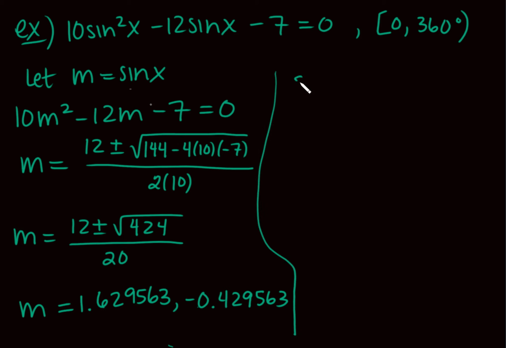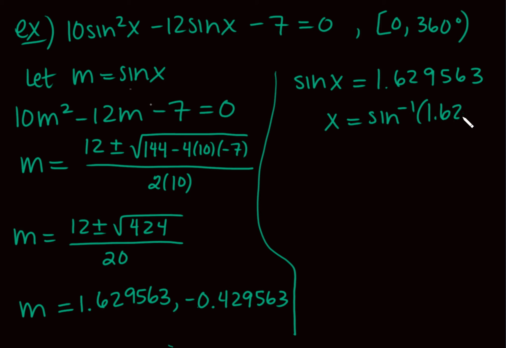Now, what did I let m be? I let m be sine. So let's look at this first one. Sine equals 1.629563. So I'm going to do what that very first example I showed you. I'm going to try something like this, where I take the inverse sine. And I hope this is making you uncomfortable. It should, because if you take the inverse sine of a number bigger than 1, your calculator is going to freak out. And I want you to remember why that's true. That's true because remember the domain of sine inverse is negative 1 to 1. So this does not exist. So I know that this is not a possible solution.